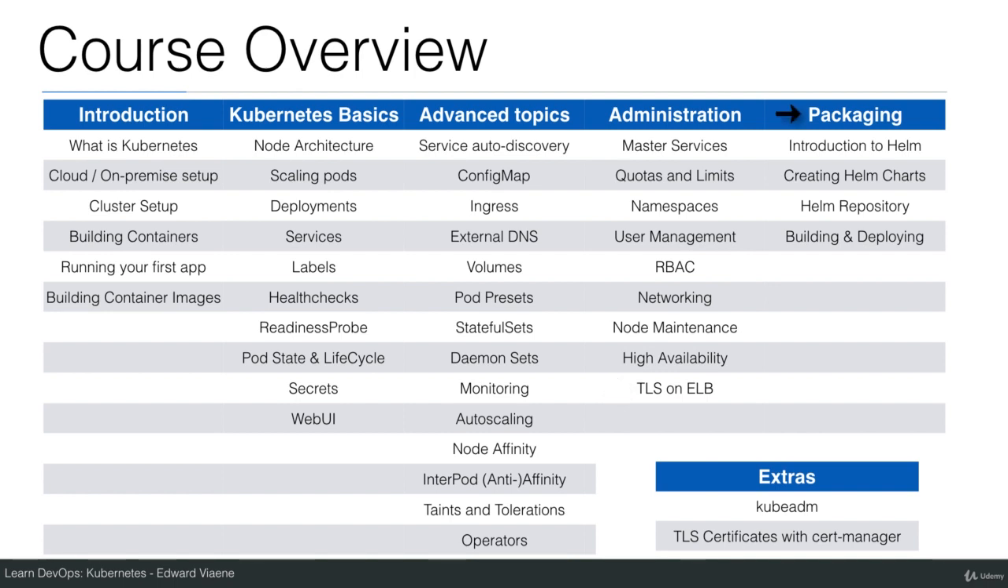Then a very interesting topic, packaging. So how do you run your applications on Kubernetes? First, I will introduce you to Helm, and then how to create Helm charts to package your applications. And then we're going to set up a Helm repository to store our Helm charts. And then we will be building and deploying applications using Helm and Jenkins.